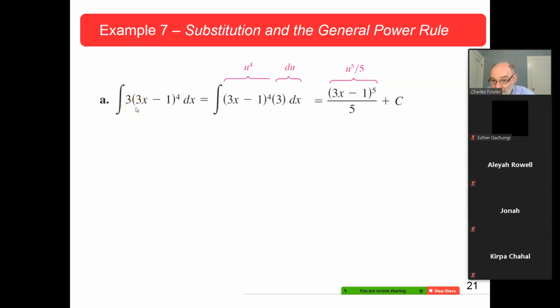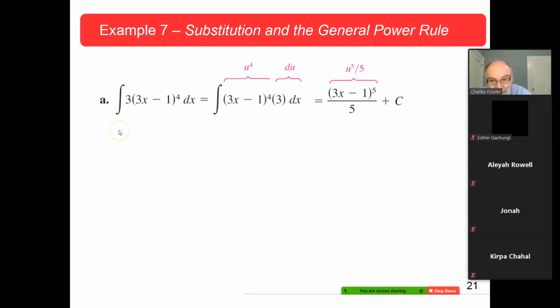Another option for working this problem, if anyone wanted to take it, is multiply 3x minus 1 times 3x minus 1 times 3x minus 1 times 3x minus 1. That's (3x minus 1) to the 4th power, and you'll have a big, long 4th degree polynomial. If anyone wanted to take the time to do that, you're a harder worker than I am. I prefer the easier way, and the easier way is the u substitution.